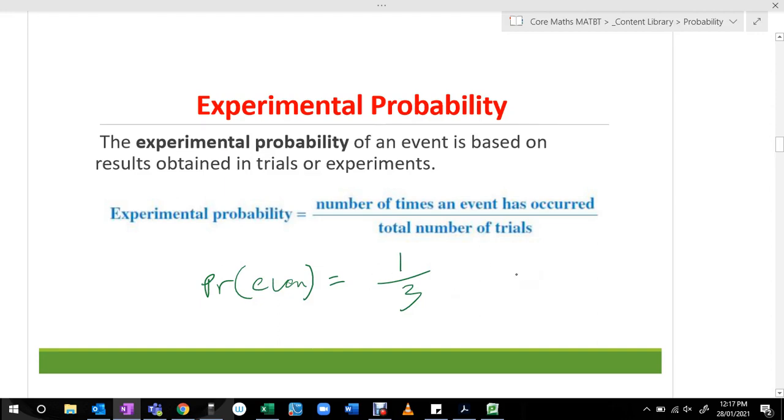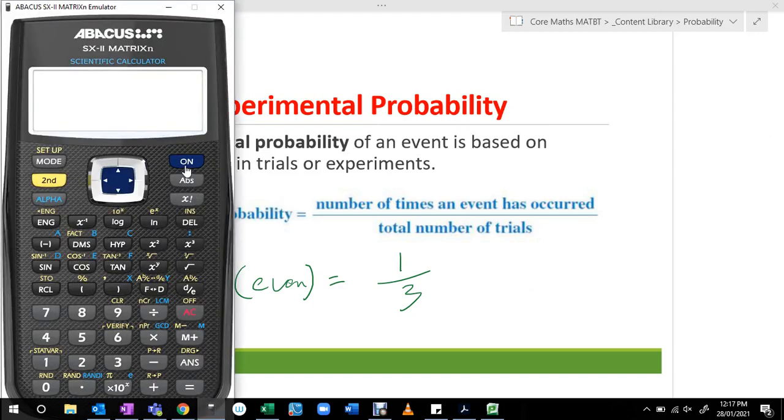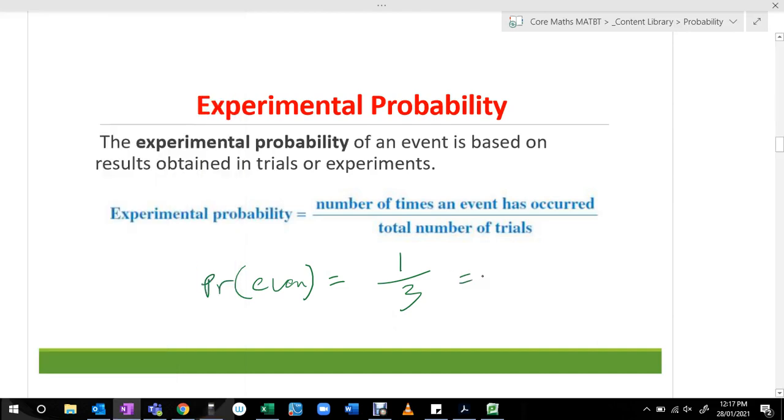You can leave your answer as a fraction, but you can also turn it into a decimal. If you don't know how to do that, use your calculator. So 1 divided by 3, which equals 0.333. Just an example. That 1 refers to the number of times that thing that I wanted came up, and 3 refers to the number of times that I did the test. So I did the test 3 times, and I got an even number once. So the experimental probability of me getting an even number is 1/3.